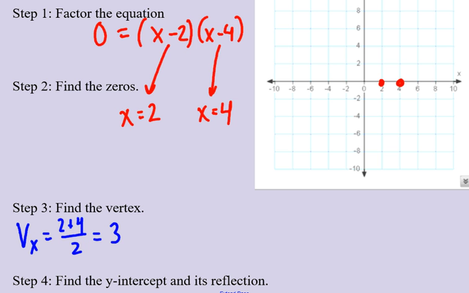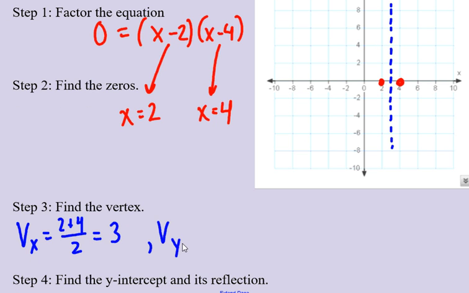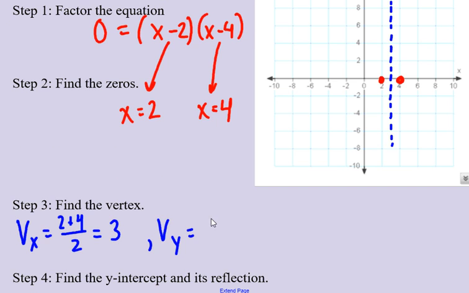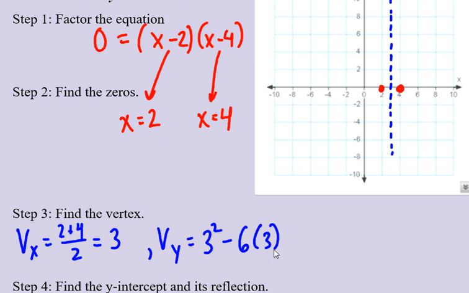So voila, you should have got the vertex's x-coordinate is going to be along the axis of symmetry. It always has to be, which is at 3. To get the y-coordinate, you put 3 into your equation. So you get 3 squared minus 6 times 3 plus 8. 3 squared is 9, 9 minus 18 is -9, plus 8 is -1. So your whole vertex is going to be at (3, -1).